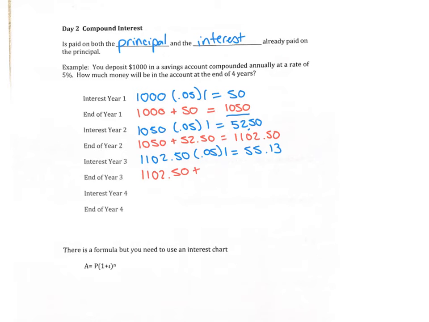And so at the end of year 3, we would have our amount at the end of year 2 plus the interest we earned. And so in total, we would have $1,157.63. And then we were going to do it one more time because we wanted to know how much money we would have at the end of year 4.